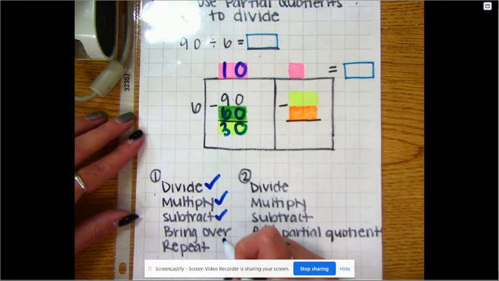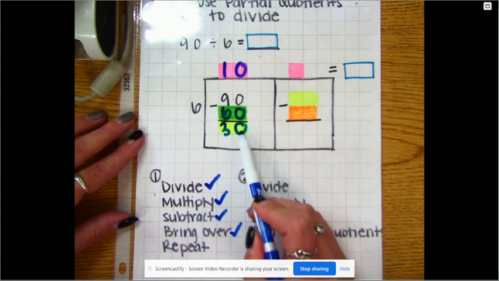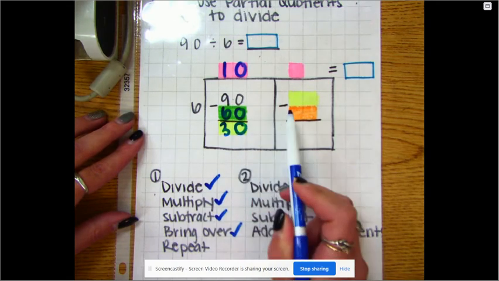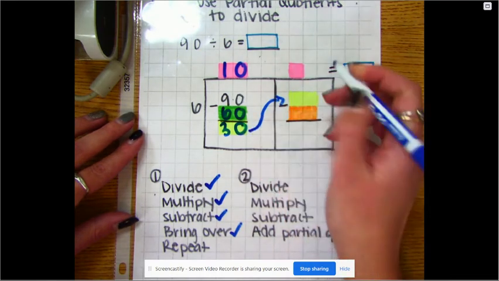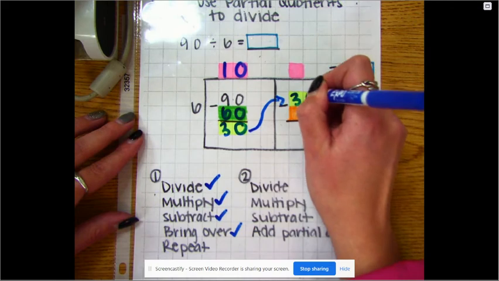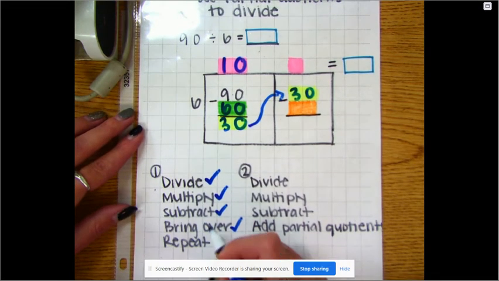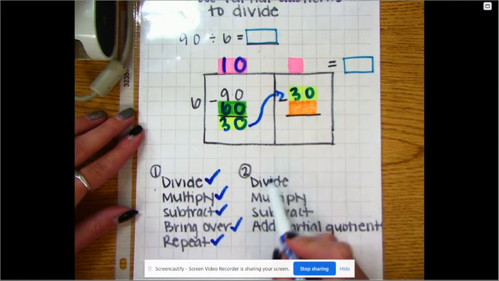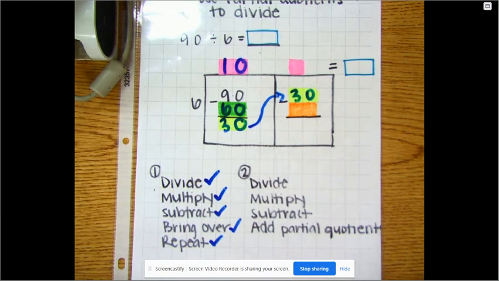Now, if I look back at my steps, the next thing it says is to bring it over. I see my yellow right here. Where do you see another yellow? Right across. Bring that number over. We're going to bring that 30 from the bottom all the way to the top. And my last step says repeat. Okay, well, I'll go on to step 2, my repeating. So it starts again. What's my first step?